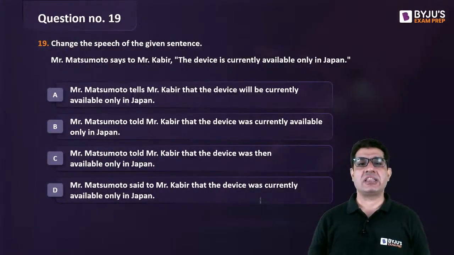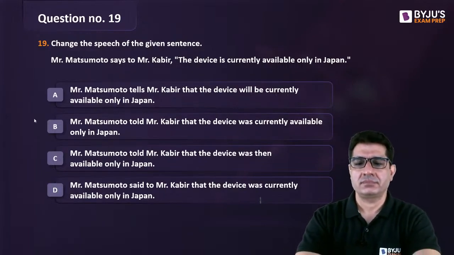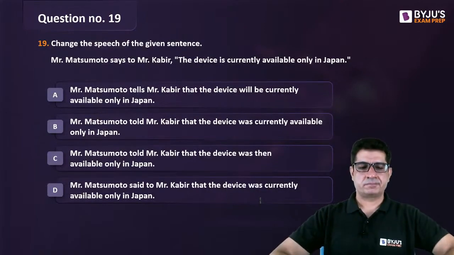Okay, 19. Mr. Matsumoto says to Mr. Kabir. So what's your take on 19th?